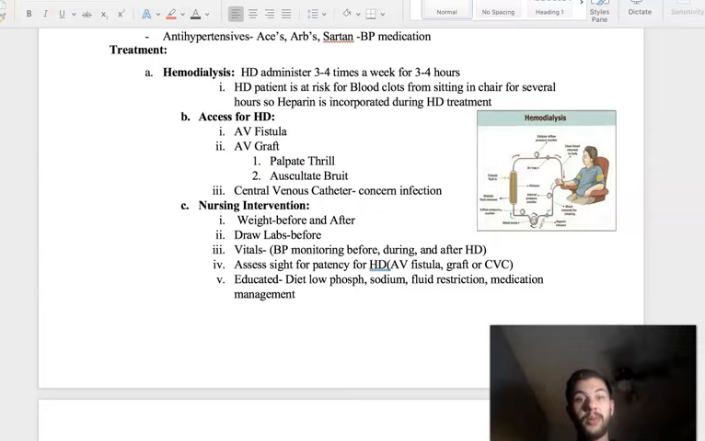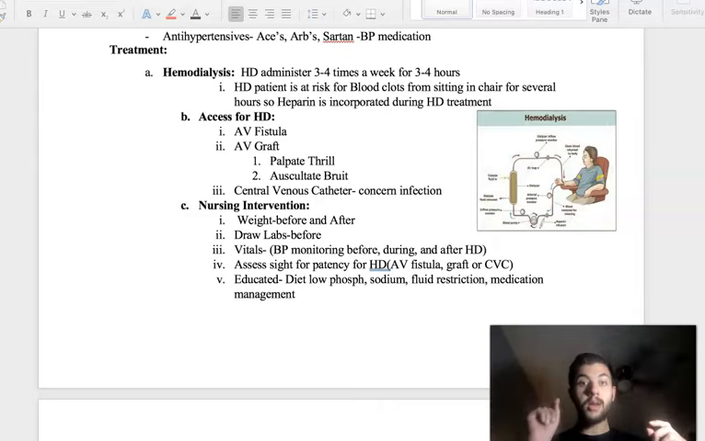So, your patient is at risk for blood clots from sitting in the chair for several hours, so heparin is really recommended. You want to assess the AV fistula and the AV graft. You're going to palpate the thrill and auscultate the bruit. Remember those.